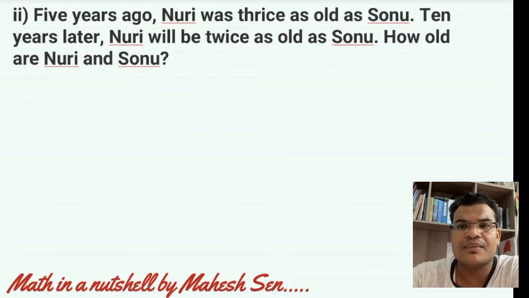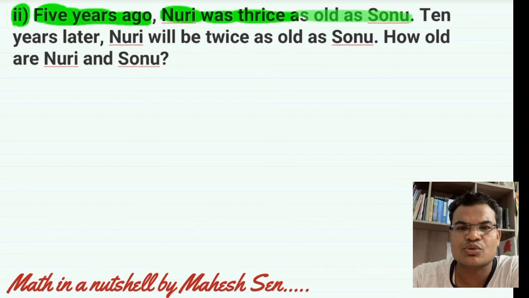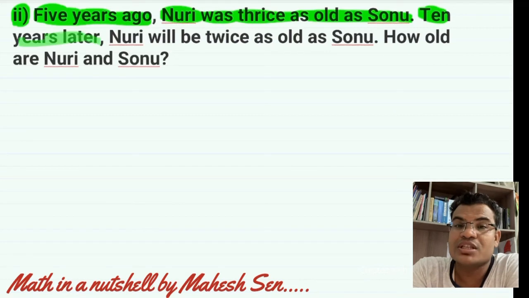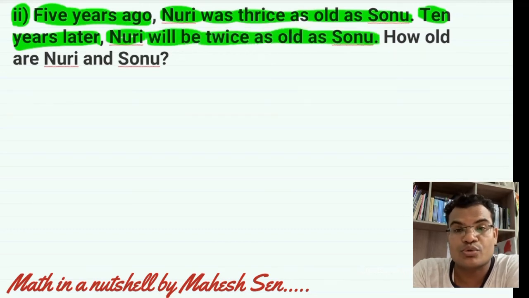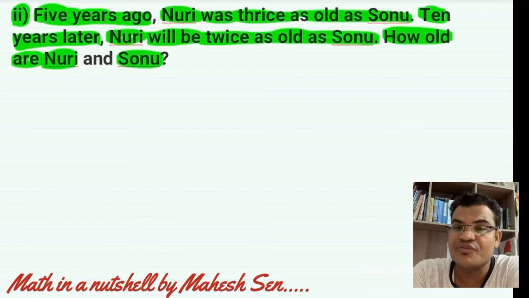In the second part of this video we have question number 2. Here is also one condition. Five years ago Nuri was thrice as old as Sonu. So there are two persons here, first Nuri and second Sonu, and there is a relation between them. Nuri is thrice as old as Sonu. The second condition is that 10 years later Nuri will be twice as old as Sonu. Basically we are comparing the ages of Nuri and Sonu. He's asking how old are Nuri and Sonu. Obviously we'll find out through linear equations in two variables.